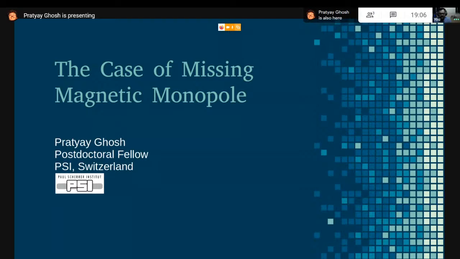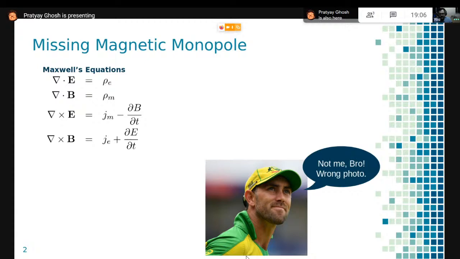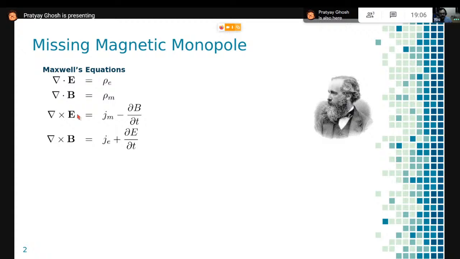Maxwell's equations. Oh, sorry, not this guy. So these are the Maxwell's equations, as you know, and these are some of the most beautiful equations in physics, where you can see that electricity and magnetism have been combined, and it was brought out as a unified theory of electromagnetics.